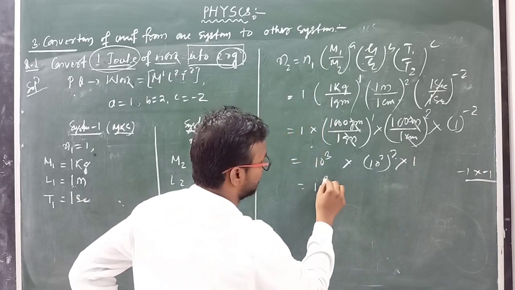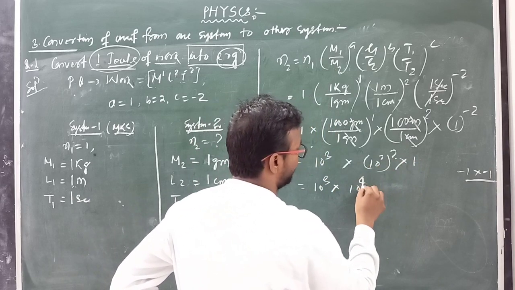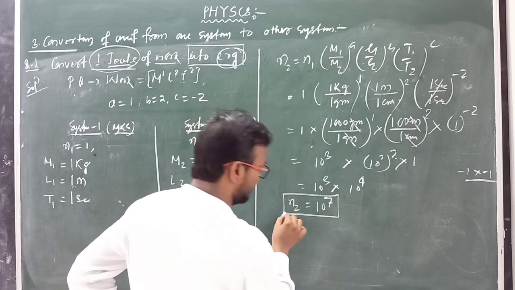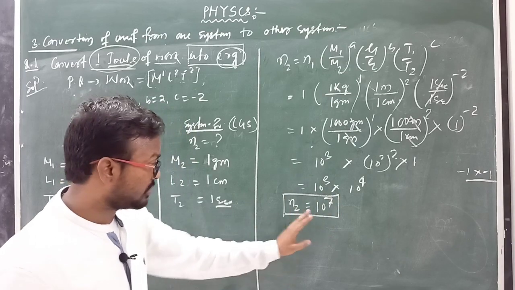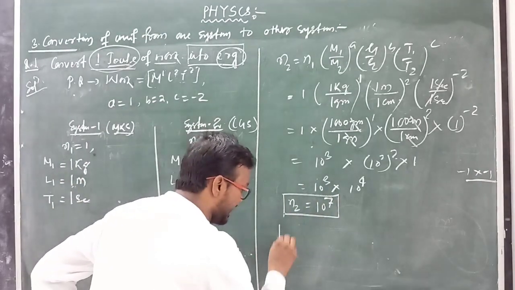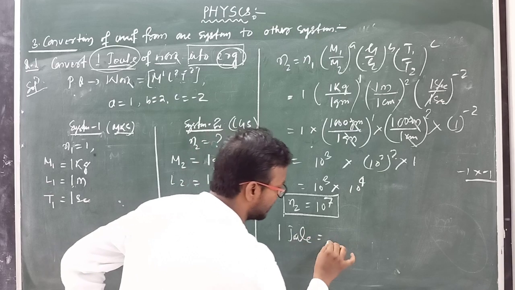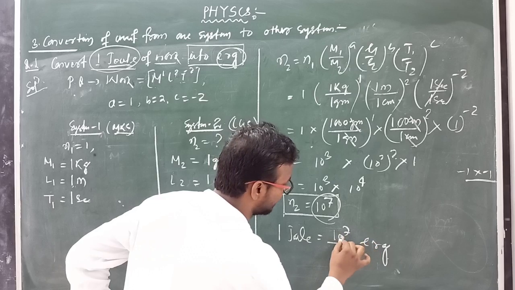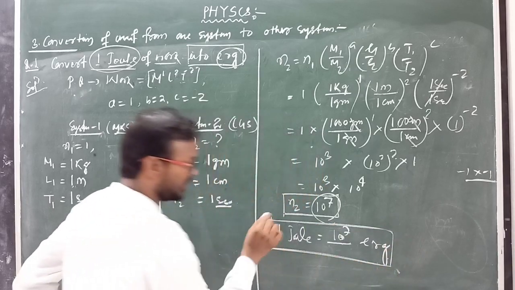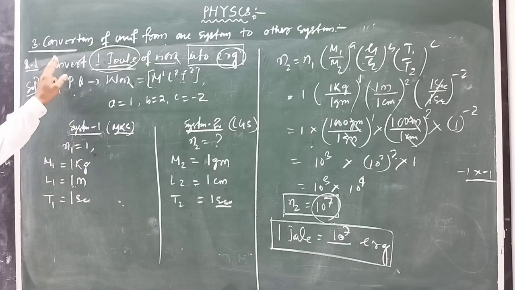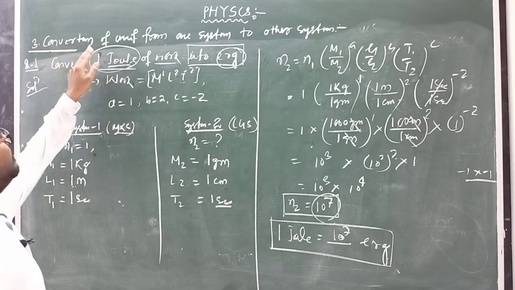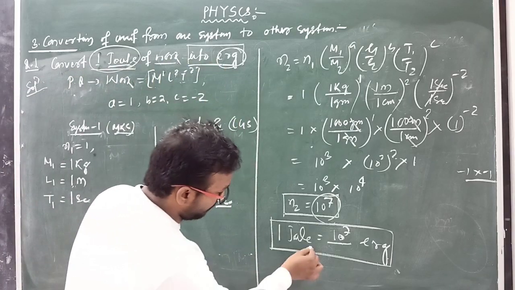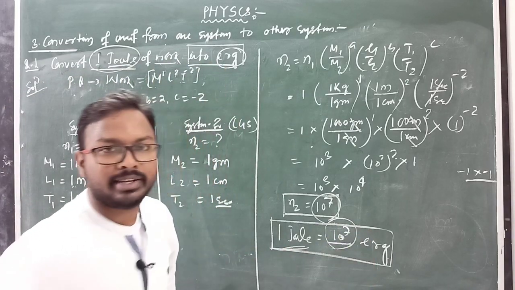So 10 to the power 3 into 10 to the power 4, so the value of N2 is equal to 10 to the power 7. Here we can write 1 joule of work is equal to, or we have to write N2 equal to 10 to the power 7 erg. Clear? So this is the conversion of unit. The question was to convert 1 joule of work into erg. So 1 joule of work is equal to 10 to the power 7 erg.